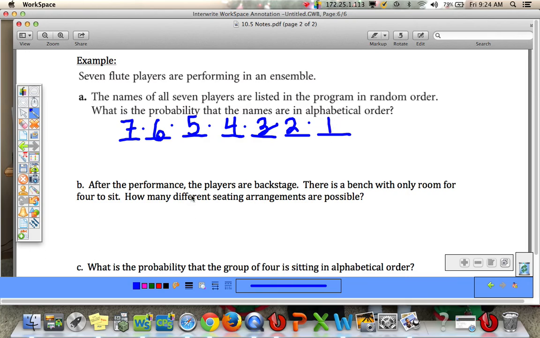We're not talking about probability here, but just how many different choices there are. If we multiply those together, we get 5,040 different ways to do this. Instead of typing in 7 times 6 times 5 times 4 times 3 times 2 times 1, you can type in 7 factorial, and you will get the same answer.